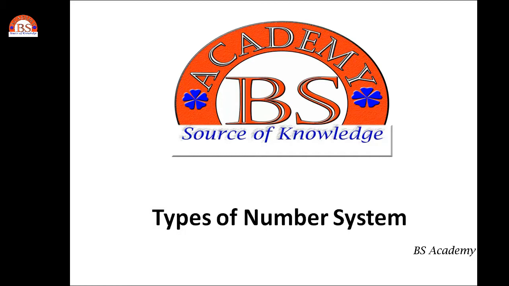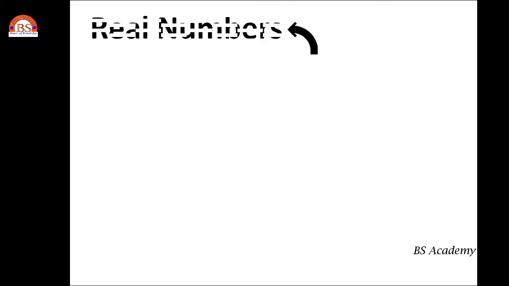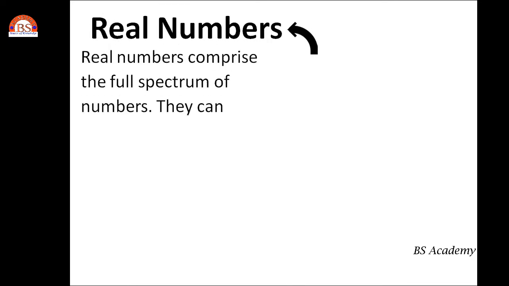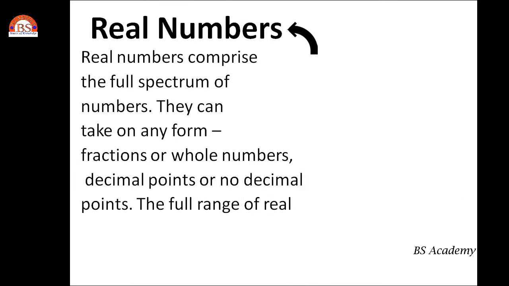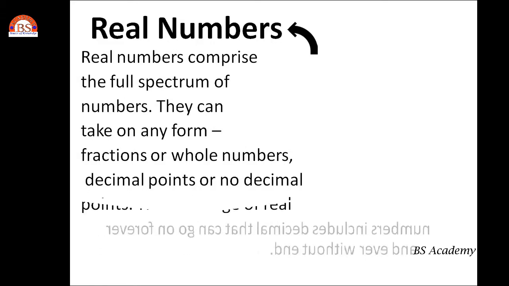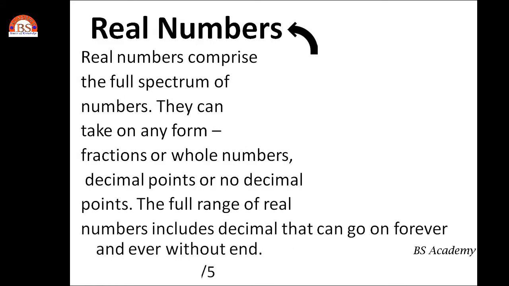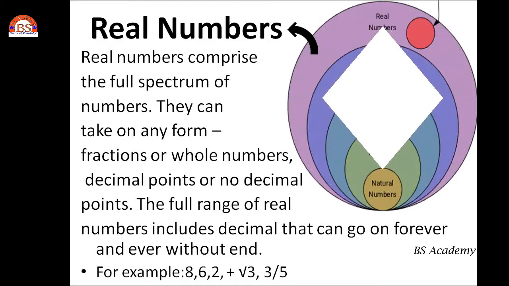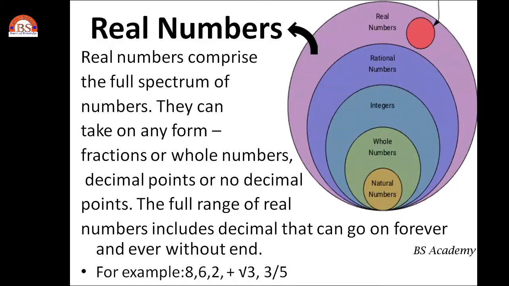And today I'm back with another topic, that is types of number system. And the first one is real numbers. Real numbers comprise the full spectrum of numbers. They can take on any form, fractions or whole numbers, decimal points or no decimal points. The full range of real numbers includes decimals that can go on forever and ever without end. For example, 8, 6, 2 plus root 3 or 3 by 5, etc.